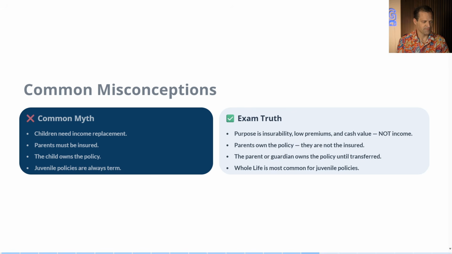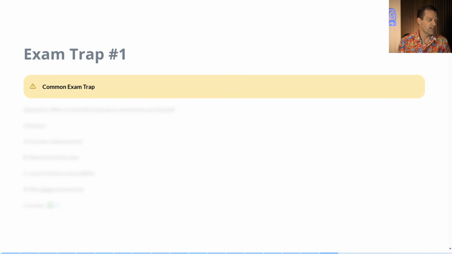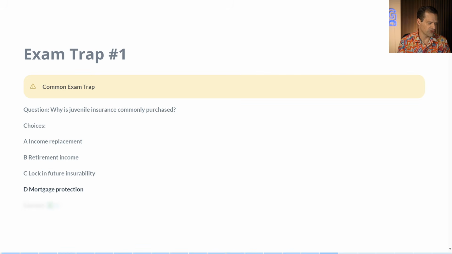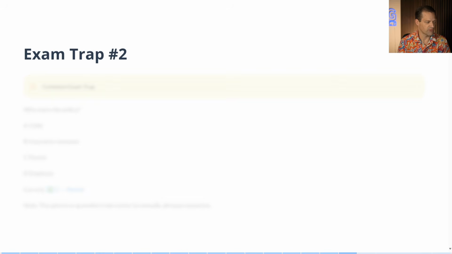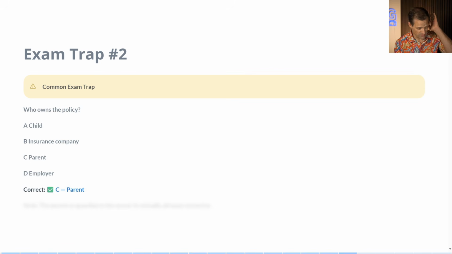Parents own the policy. They're not the insured. The parent or guardian owns the policy until transferred, and whole life is the most common for juvenile policies. So an exam trap commonly we see is, why is juvenile insurance commonly purchased? Is it income replacement, retirement income, lock-in future insurability, or mortgage protection? And that is C, lock-in future insurability. Another one, who owns the policies? The kid, the insurance company, parent, or employer? Well, that's going to be the parent, C.